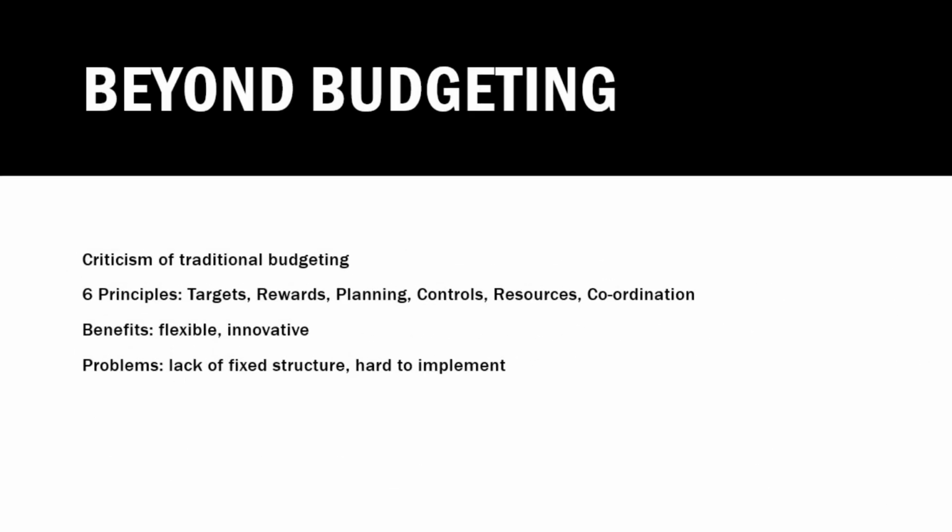Beyond budgeting is a modern model that challenges traditional systems. It is built on 6 principles: setting relative rather than fixed targets, linking rewards to performance against peers, making planning adaptive and continuous, replacing rigid controls with key performance indicators, allocating resources flexibly, and coordinating through shared values rather than fixed numbers. Benefits include flexibility and innovation, but implementation is difficult.